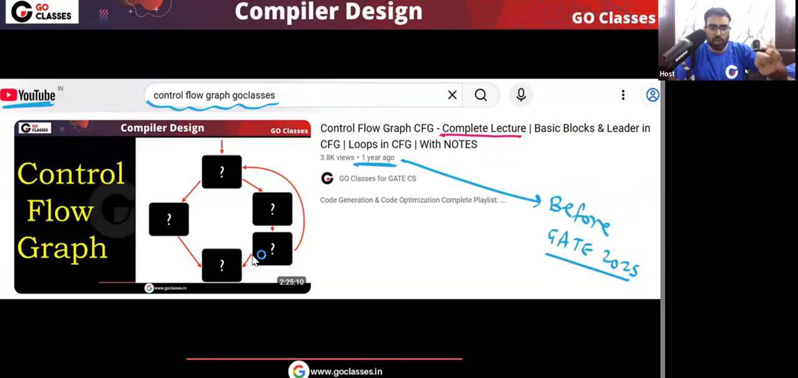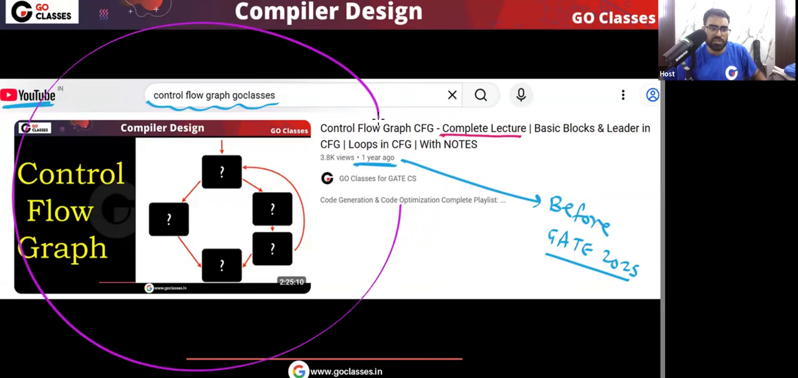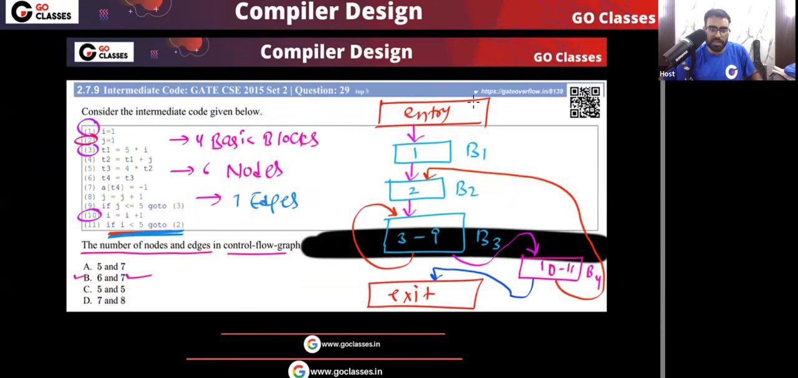Basic block is a property of the program. From the program, you can find the basic blocks, and then from the basic blocks, you can create the control flow graph. When you create the control flow graph, entry node and exit node are special nodes in the control flow graph. These are not basic blocks. You will see this slide when you watch this lecture.